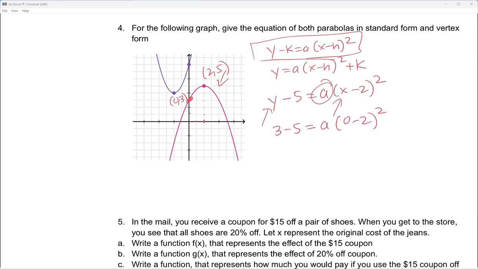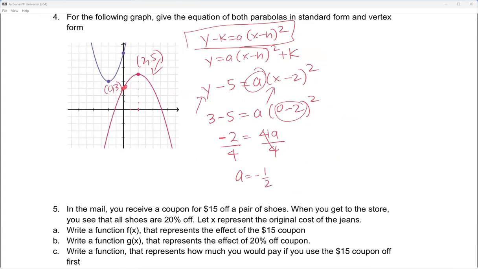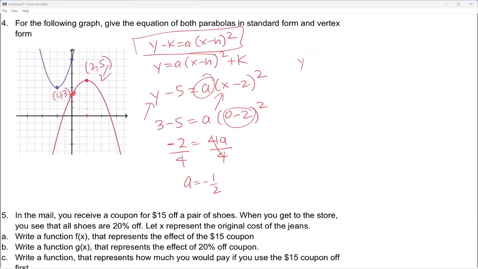Okay, y equals x plus 2 squared. Well, we'll talk about it. So now what do we do? What's 3 minus 5? Negative 2 is equal to, this is negative 2 squared, which is 4a, right? You divide by 4, a is equal to what? Negative 1/2. All right, so from there, y minus 5 is equal to negative 1/2 times x minus 2 squared.